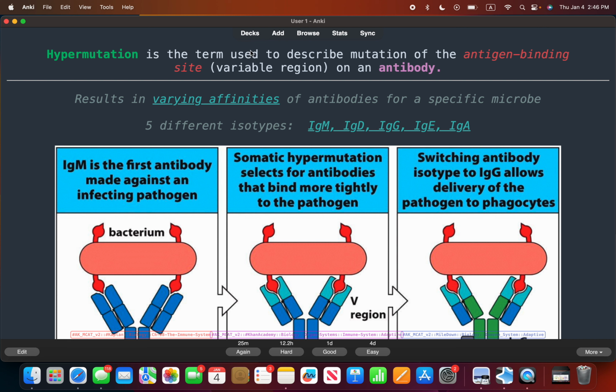But for now, we need to know that. The main concept for this flashcard was that hypermutation is the mutation for the antigen binding site, the variable region on an antibody.